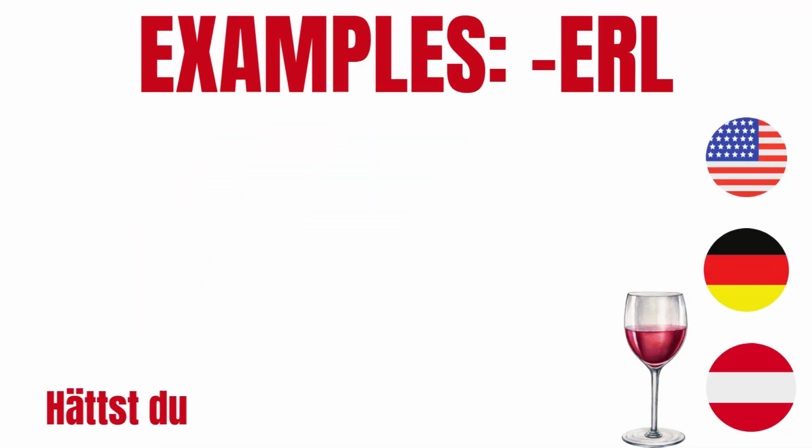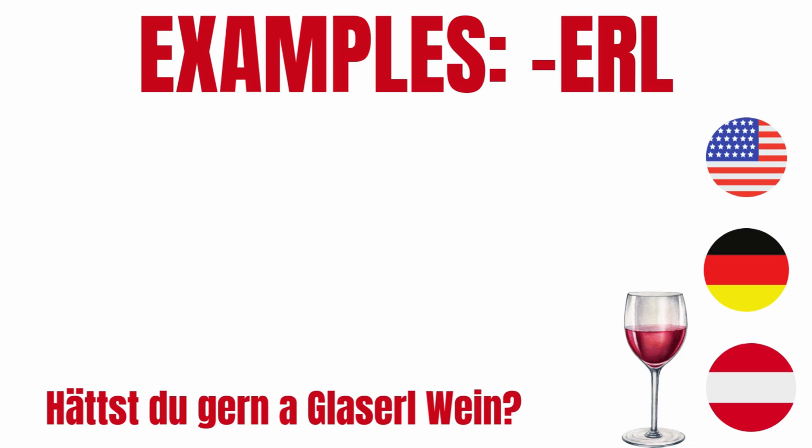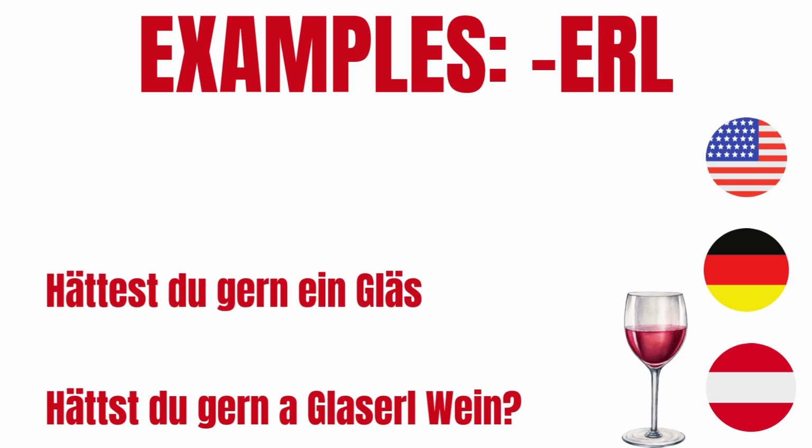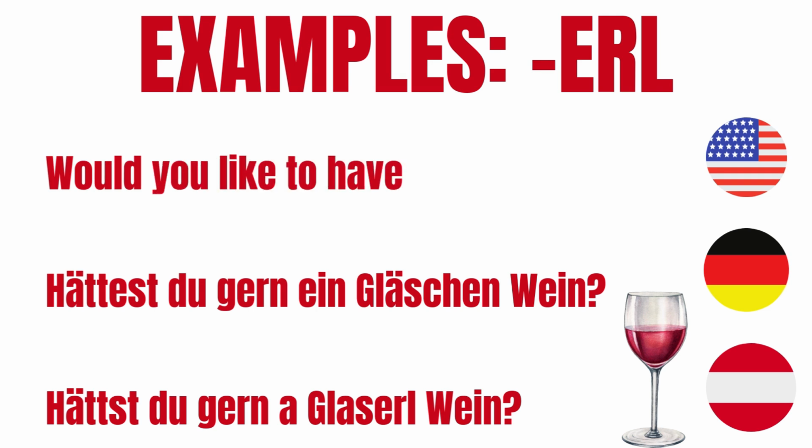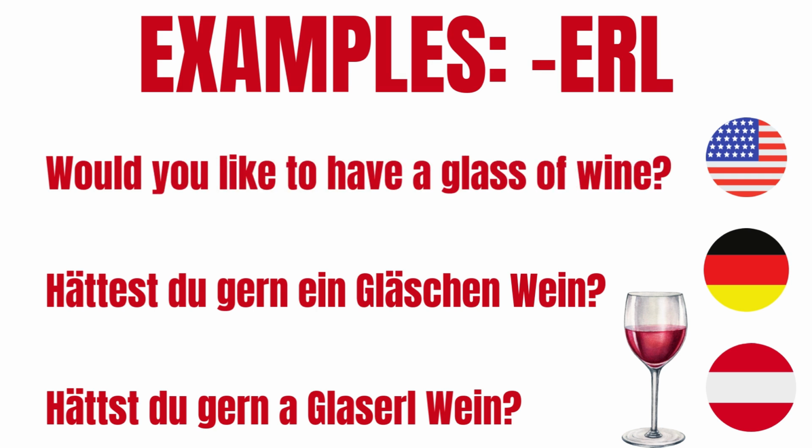And the third example: Hättest du gern ein Glaserl Wein? Hättest du gern ein Gläschen Wein? Would you like to have a glass of wine? Hättest du gern ein Glaserl Wein?